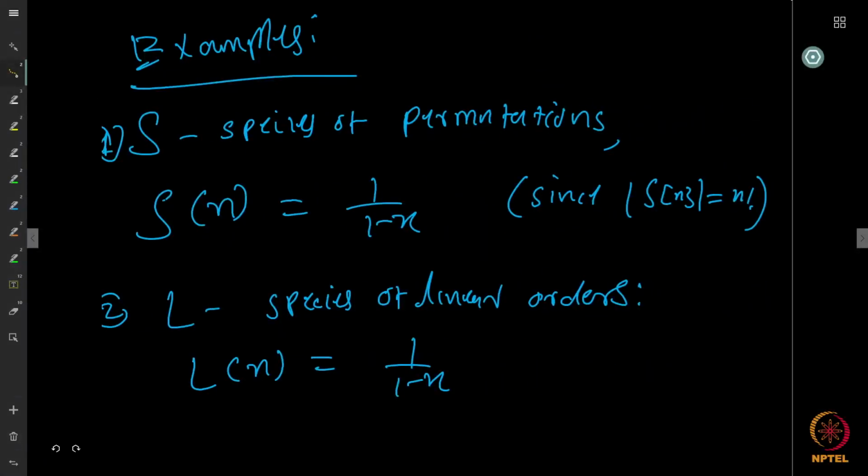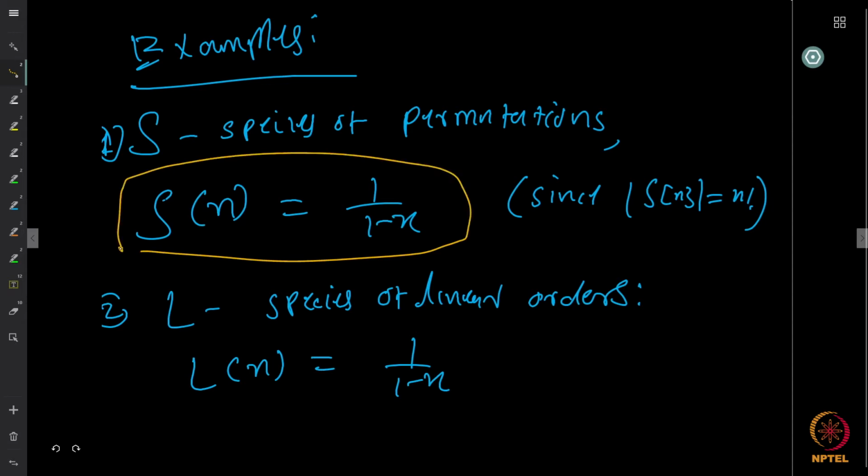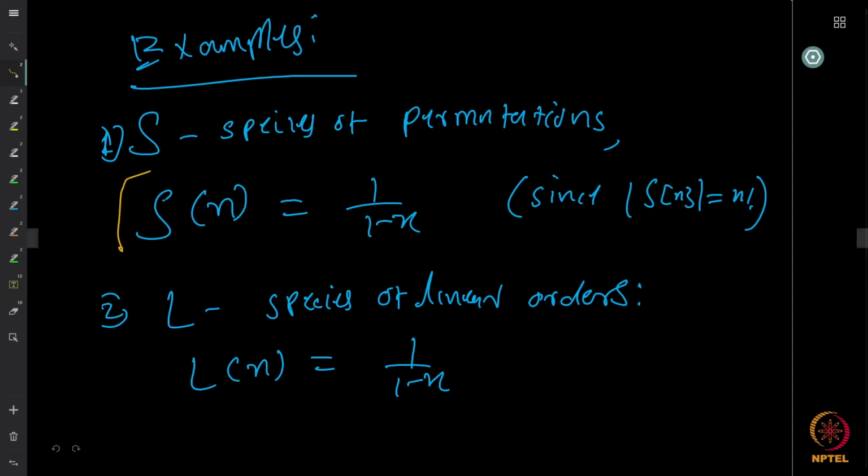Now, here are some examples of species again. S is the species of permutations, and what is S of x? The generating function S of x is 1 by 1 minus x. Why? Because the number of permutations on an n-element set is n factorial. So the summation of n factorial by n factorial x^n is the summation of x^n, which is the series 1 by 1 minus x.